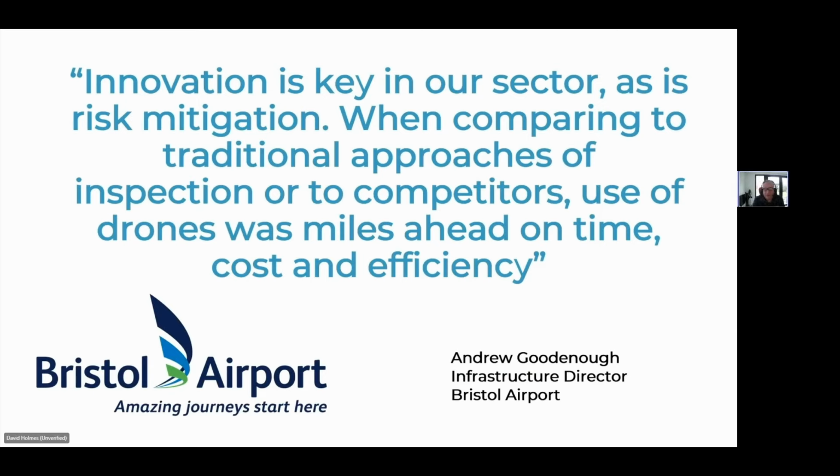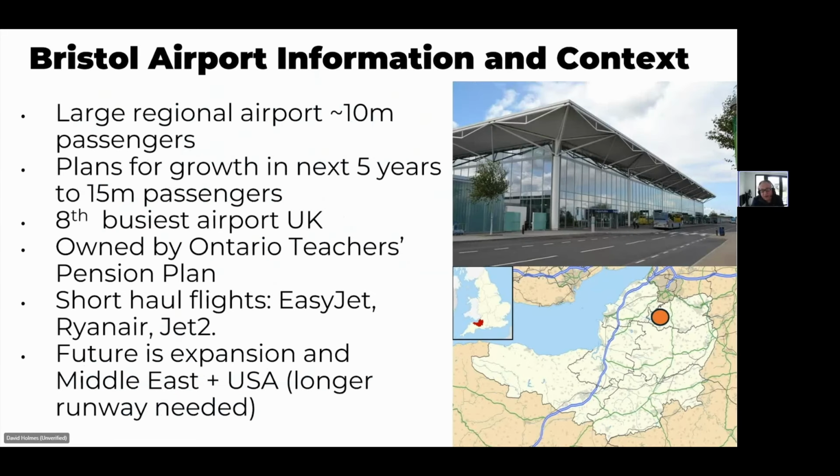So let me tell you a little bit more about the airport itself, because that's quite an important context. Bristol Airport is one of the largest regional airports. At the moment, about 10.5 million passengers go through it. It has big plans for growth in the next 5 years, up to about 15 million passengers. It's the 8th busiest airport in the UK. So outside of the large airports in the southeast, this is a big airport. It's not dissimilar in size, in terms of airplane movements, to places like Birmingham.